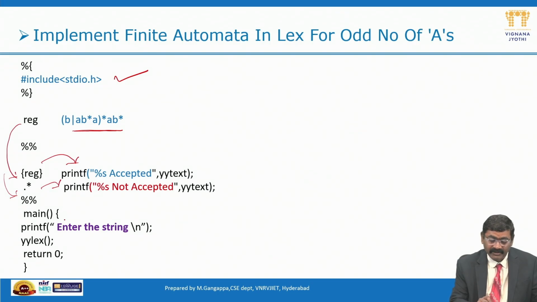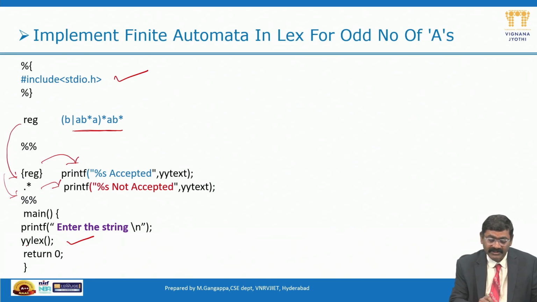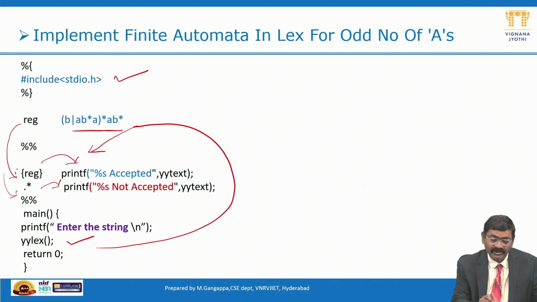And the main function can be written like this. Enter the string, YYLEX. Already you know what YYLEX is. YYLEX is a function. With the help of that function, it can scan the input string that is supplied to the program. All the strings supplied to the program are passed to the rule section, the transition rule section. This transition rule section will verify the input strings one by one by using rule 1 and rule 2. Rule 1 is for recognizing the odd number of A's, rule 2 is for not recognizing the odd number of A's. This is the simple program.